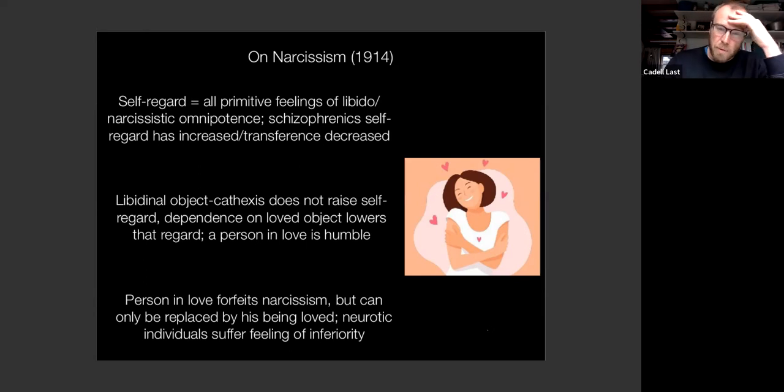But there are some people, of course, who will develop a strong neurosis in this situation. And in general, people who struggle with the transference neuroses often do feel inferior. I think this is true whether the transference is with a sexual lover or a professional relationship. There's this feeling of being inferior in relationship to the other.